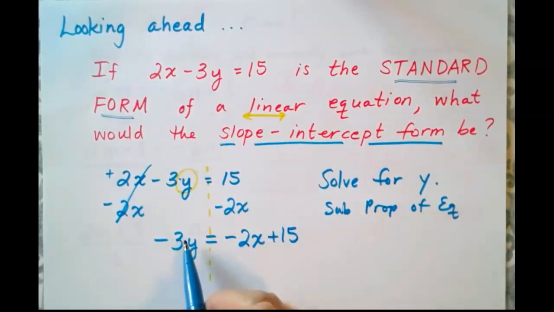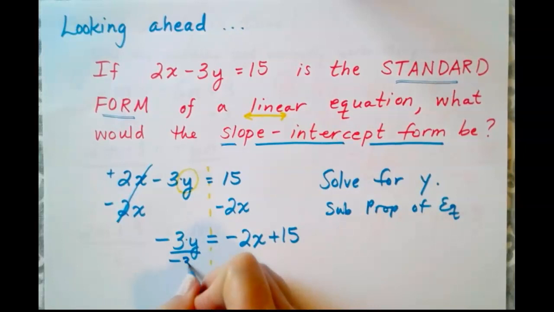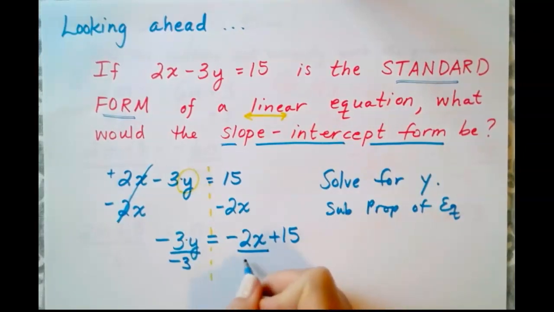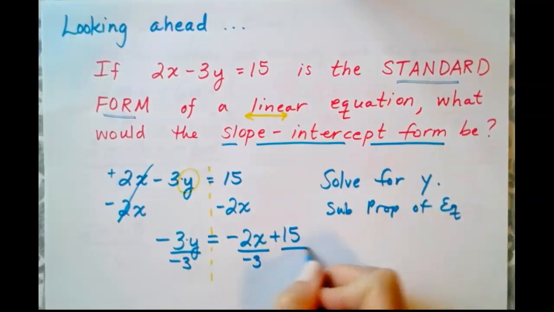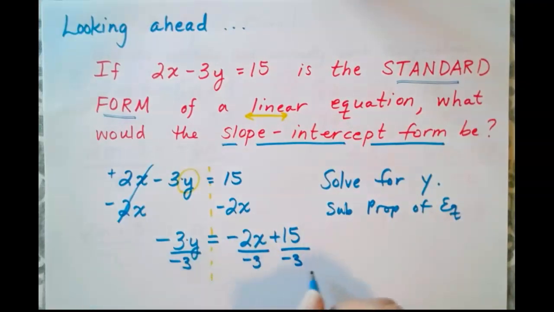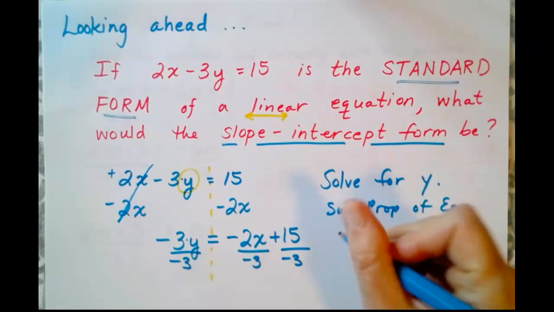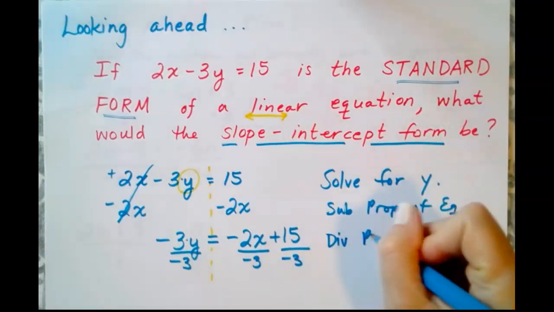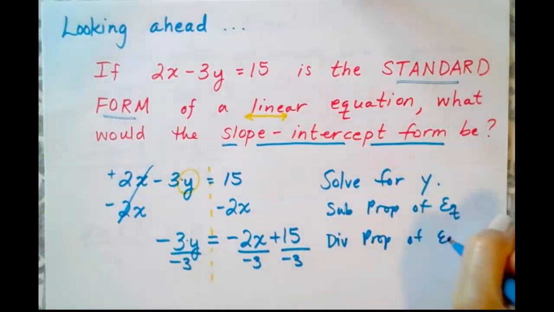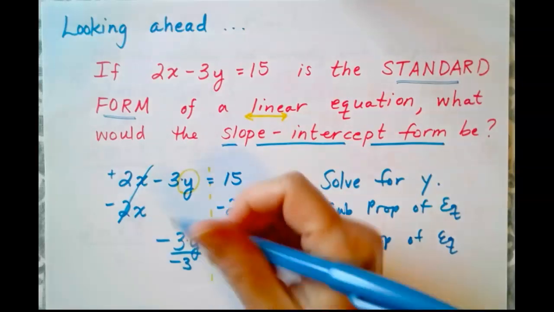Lastly, remember we have negative 3 times y. The inverse operation for multiplication is division. So divide by negative 3, divide by negative 3, divide by negative 3. Every single term is getting divided by negative 3. That is the division property of equality, which undoes that multiplication.